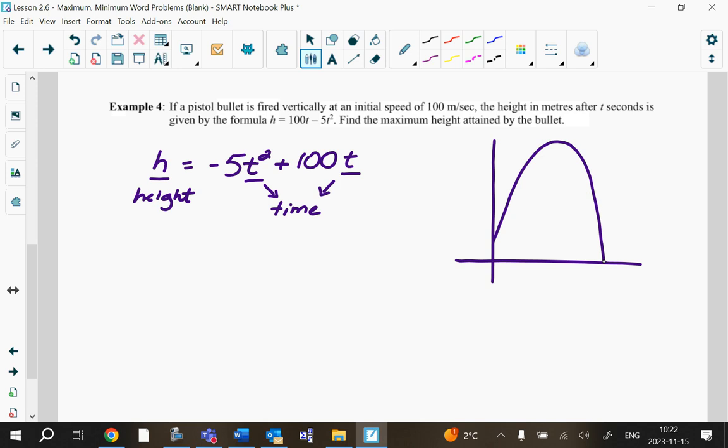We are asked to find the maximum height. What does that mean? Vertex. Isn't the maximum the vertex? So if we find this, first of all we are going to find t, which is the time it takes to get to the maximum height, and then we are going to find h, which is the max height.